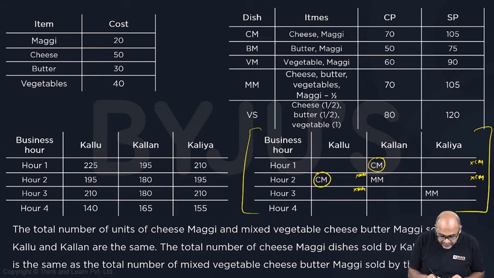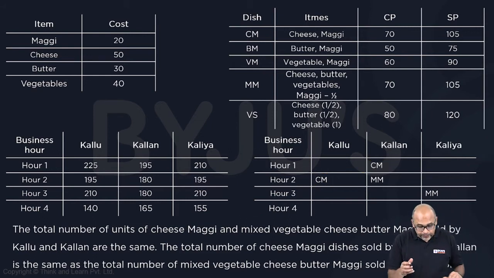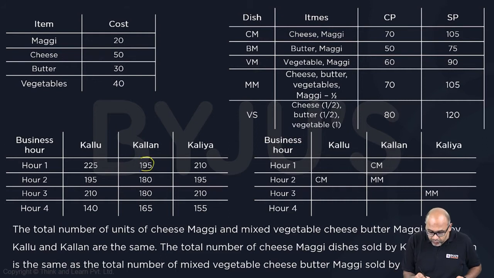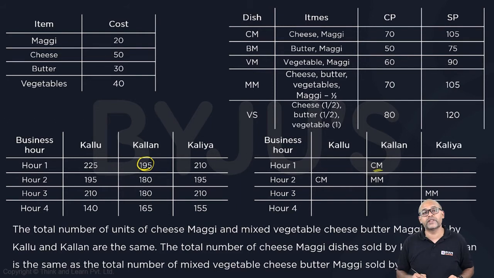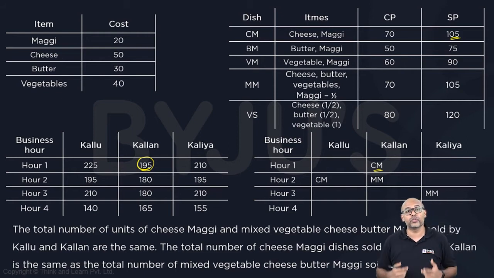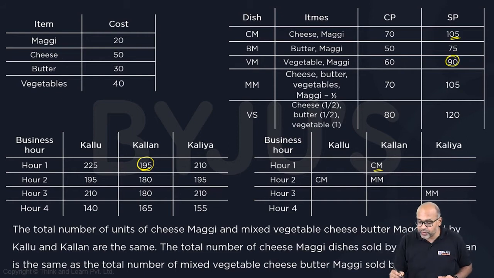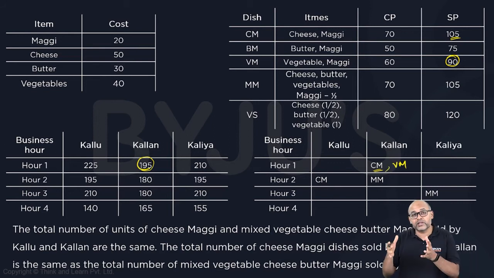So given this, let's take a look at what is happening. Now, let's start with what is half known. 195 rupees is collected by Kallan, out of which we know he sold CM. CM cost is 105. Total is 195, which means he should have sold another 90 rupees dish. There is only one 90 rupees dish, which is VM. So this has to be VM. So this way, we will start filling this table.